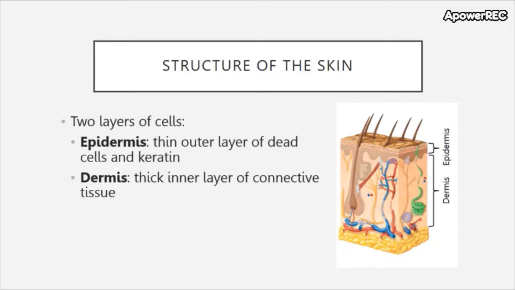So there are two layers of skin cells. There is the epidermis, which is a thin outer layer of dead cells, and a fibrous structural protein known as keratin. Within that layer is the dermis, which is a thick layer of connective tissue. Existing in these two layers are hair follicles, sweat glands, and oil glands that you see in the right image.